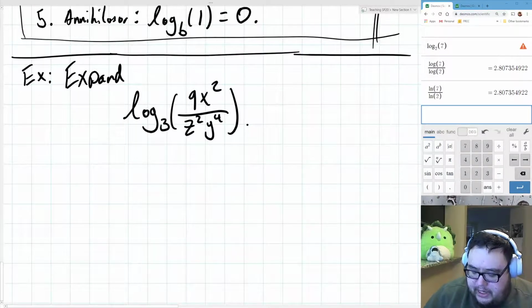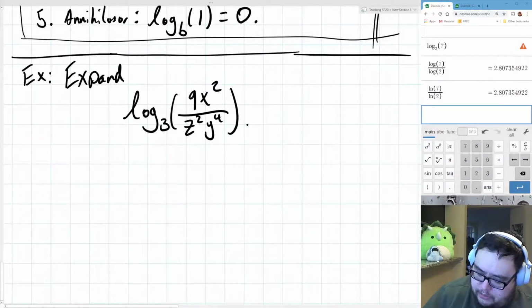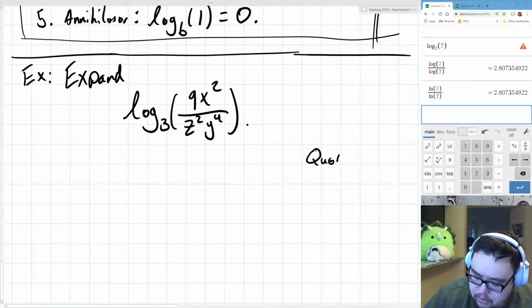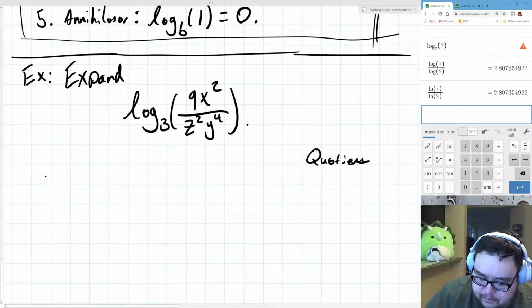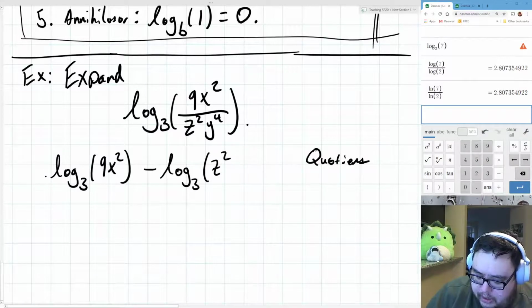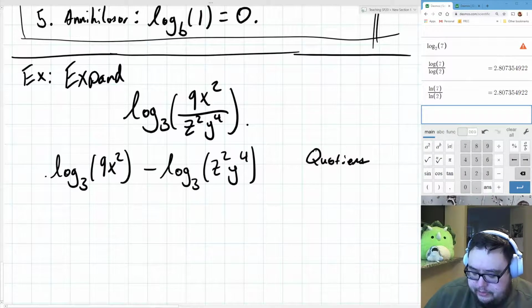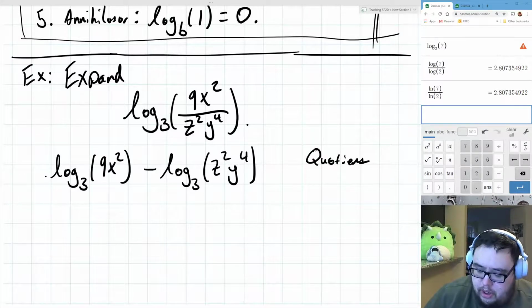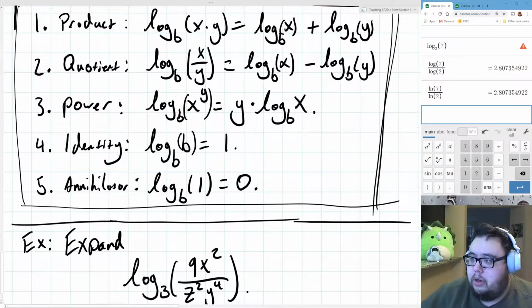So log base 3 of 9x squared over z squared y to the 4th, we can first apply a quotient property because we have a big quotient. We have 9x squared divided by z squared y to the 4th. So we get log base 3 of 9x squared, that's the numerator, minus log base 3 of z squared y to the 4th. We're just using that quotient property to split up our logarithms here.